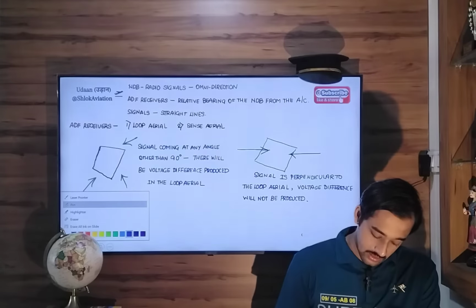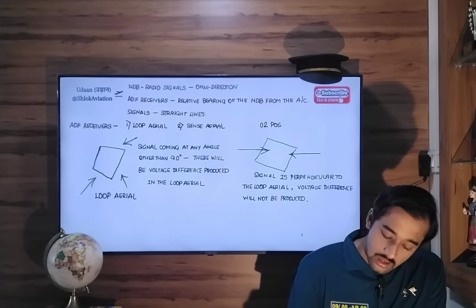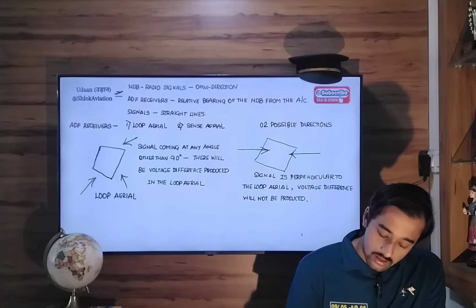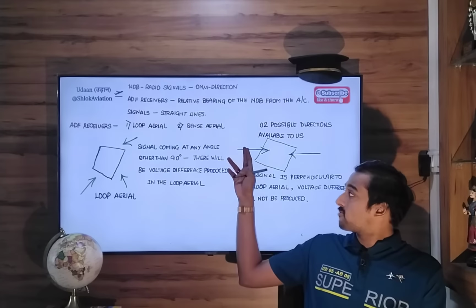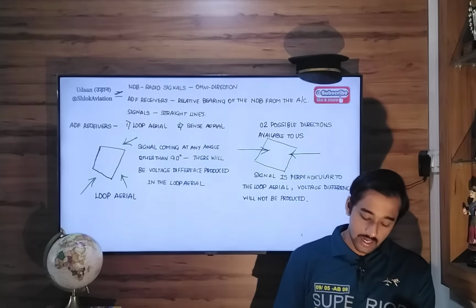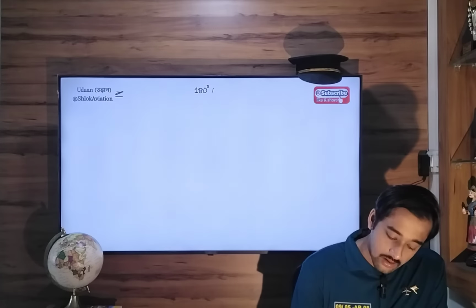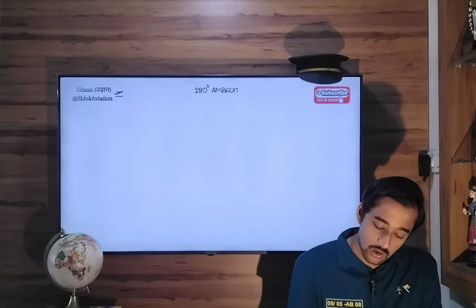And when the signal comes at 90-degree direction like this, there are two possible directions available to us, which means the signal may be coming from this direction or the signal may be coming from this direction. This is called 180 degree ambiguity. That means we do not have clarity whether the signal is coming from one direction or the other.